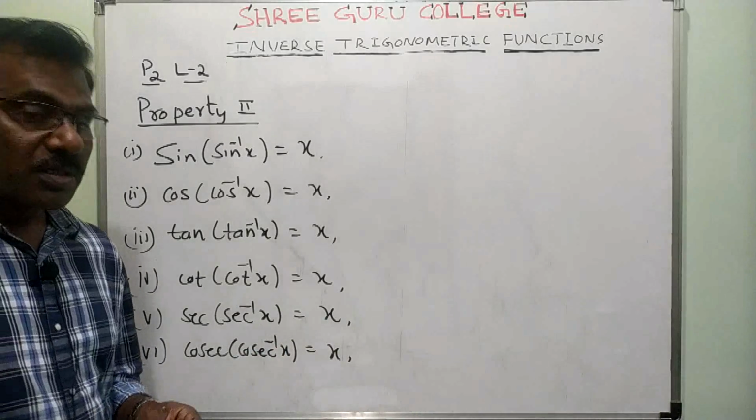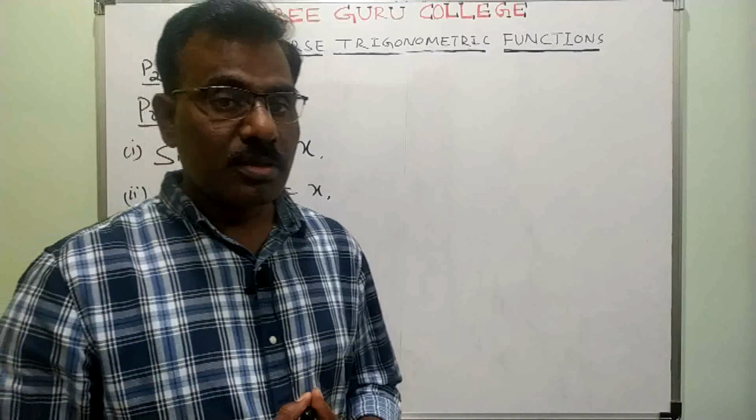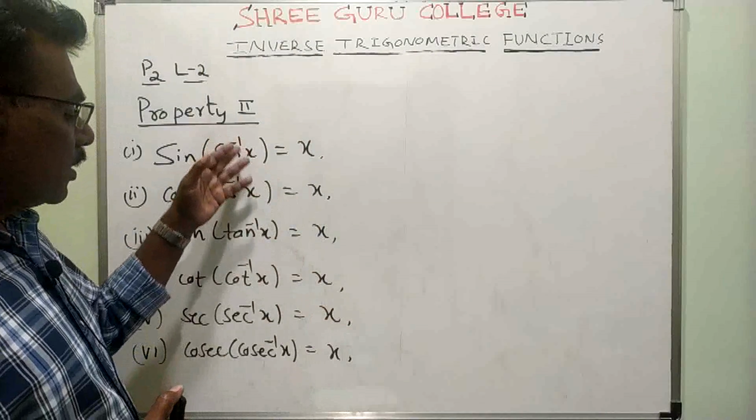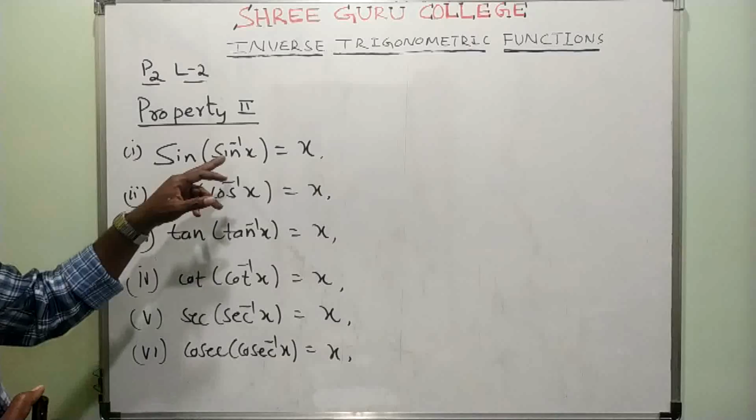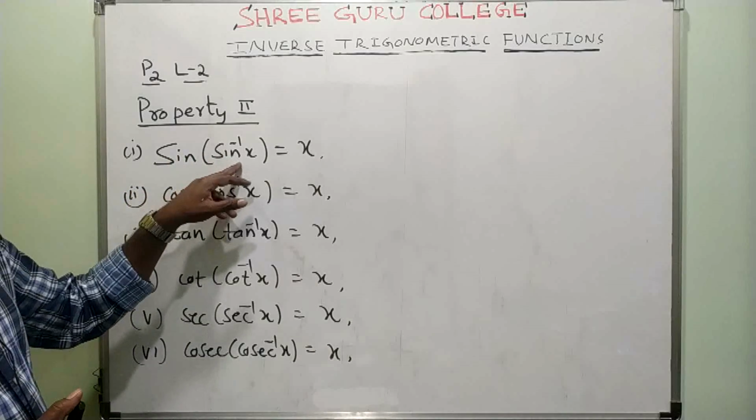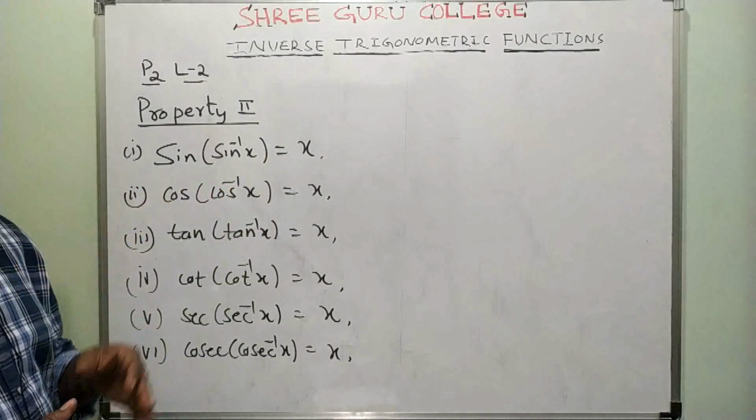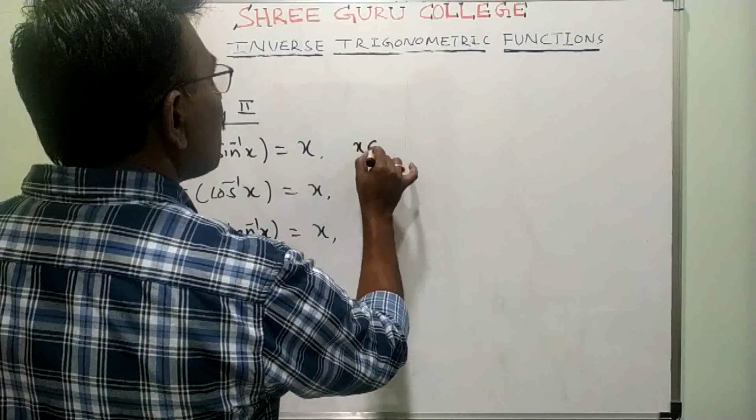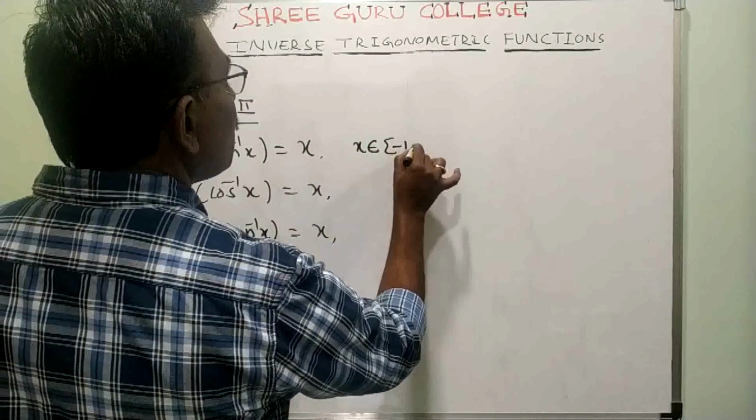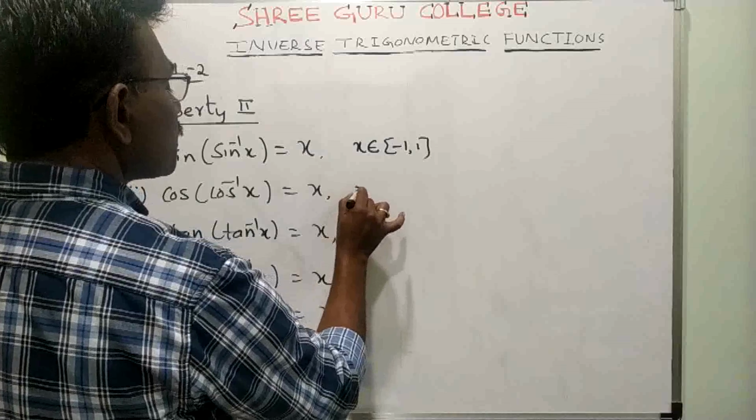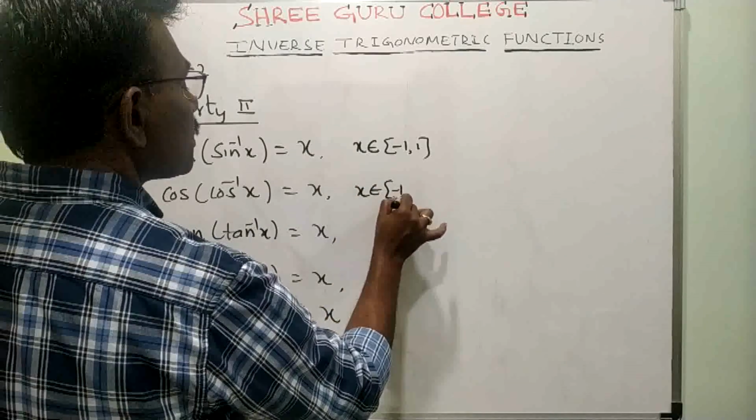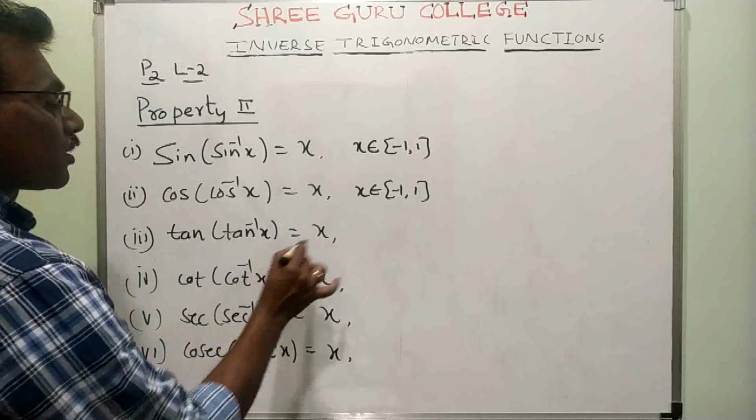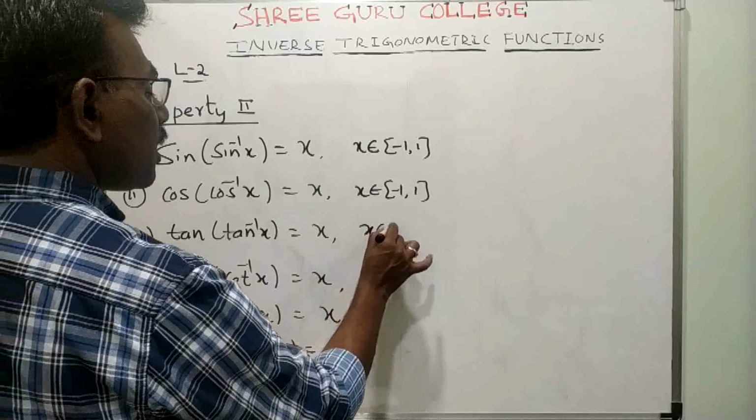The previous one is a range property. Now this is called the domain property. So all are x, domain only. You know sine inverse of x is x, and x is, I am telling, the domain. Okay, what is the restriction? x belongs to minus 1 to plus 1. This also, x belongs to minus 1 to plus 1.